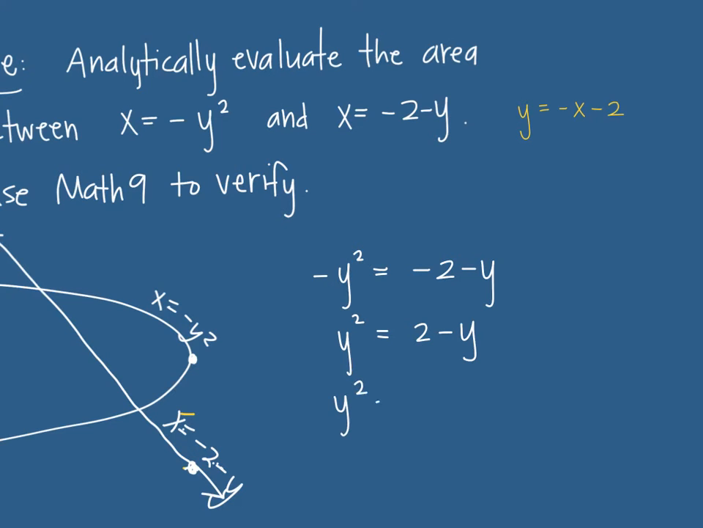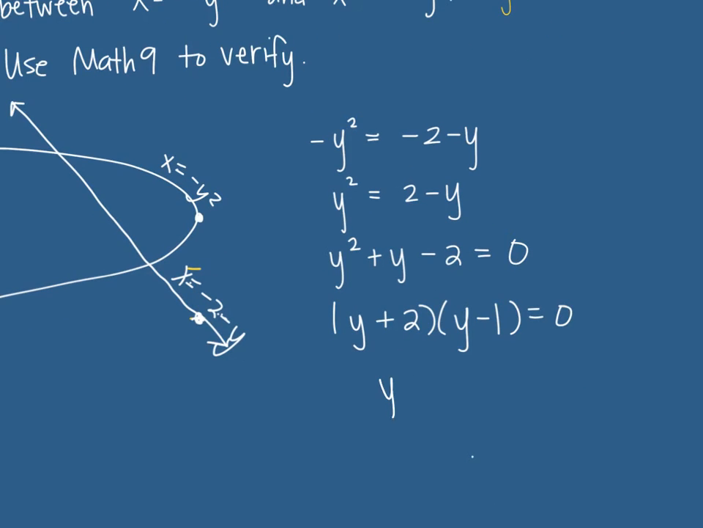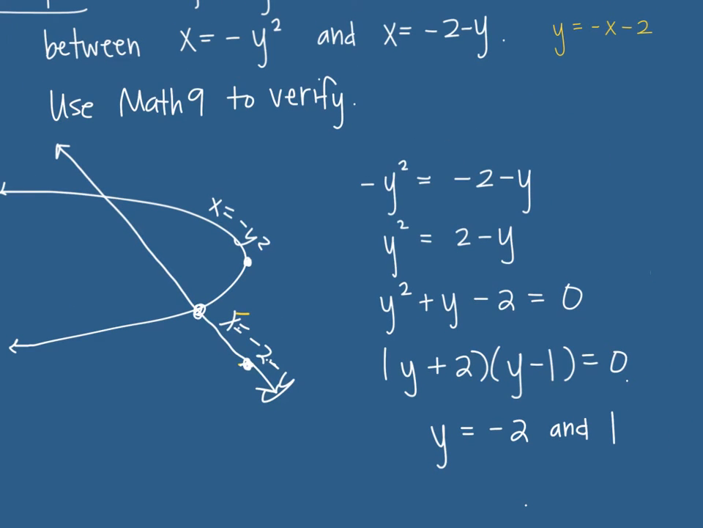So I'll have y squared plus y minus 2 equals 0, which factored gives me y plus 2 and y minus 1, which means the values for y are negative 2 and positive 1. These are now the y coordinates of the intersection points. So my intersection points are here and here.